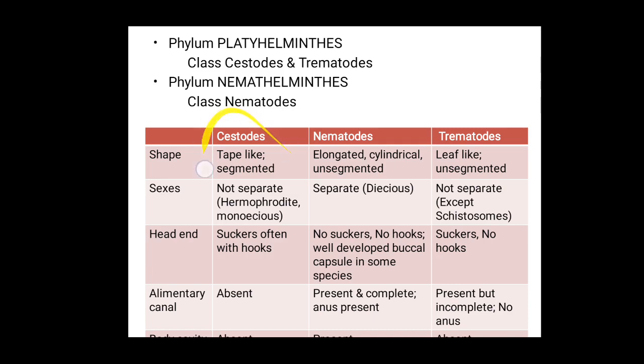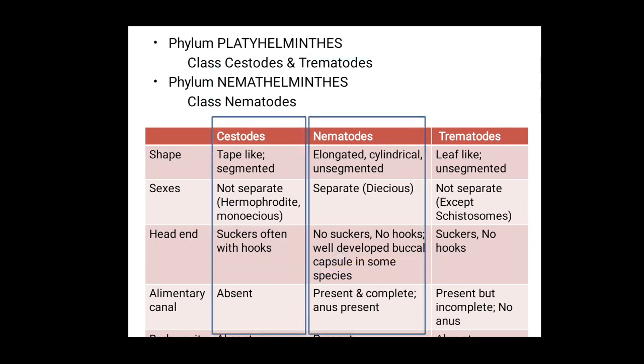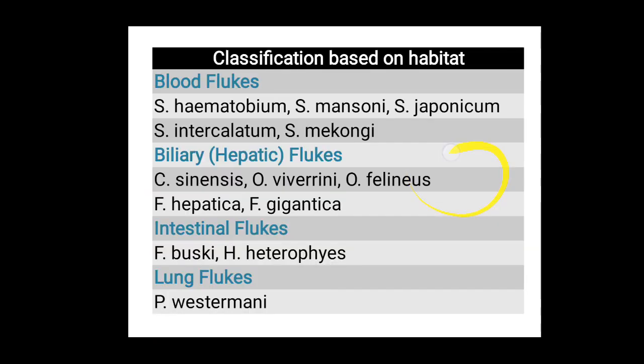So about the cestodes, about the nematodes, you have already learned. We will be learning about the trematodes now. So the trematodes, they are leaf-like and they are unsegmented. They are leaf-like, they are flat and they are unsegmented. In comparison to the cestodes, which have segments in their body, the trematodes do not have segments.